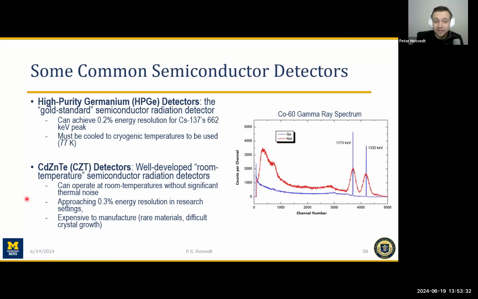The problem with the CZT is it's expensive to manufacture. Cadmium, zinc, and tellurium are all very rare materials, and it's difficult to grow these crystals beyond the sizes they are now. So that's kind of a limiting factor right now, but there are obviously continuous improvements to all of these detectors. I'm doing research on these, so there are always ways to improve them further.